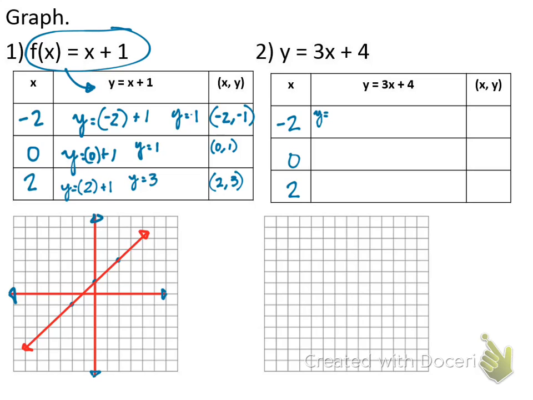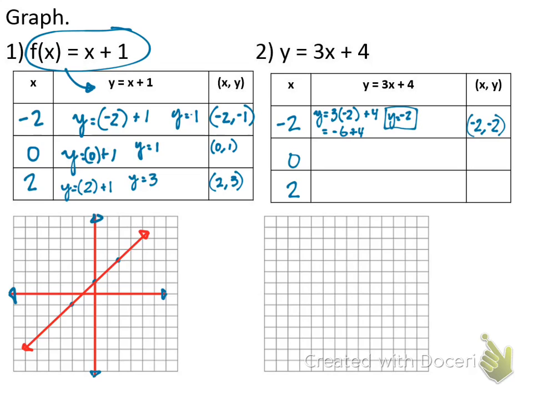So y is equal to 3, x in this case is negative 2, plus 4. 3 times negative 2 is negative 6, plus 4. Negative 6 plus 4 is negative 2. So y is equal to negative 2. So then we would go here, x, when x is negative 2, y is equal to negative 2.